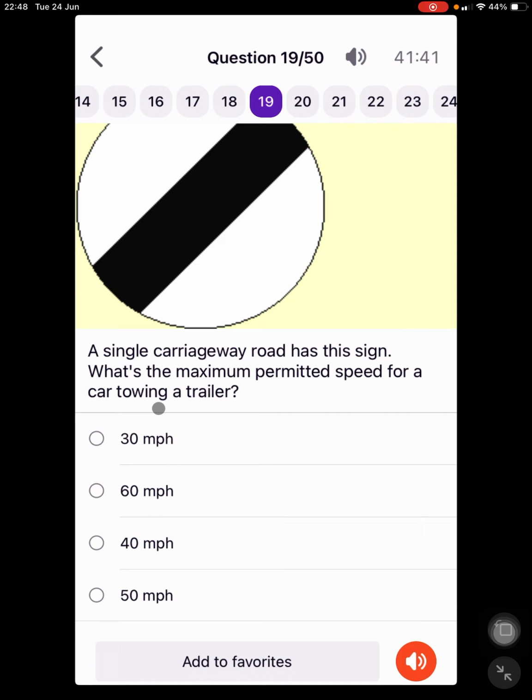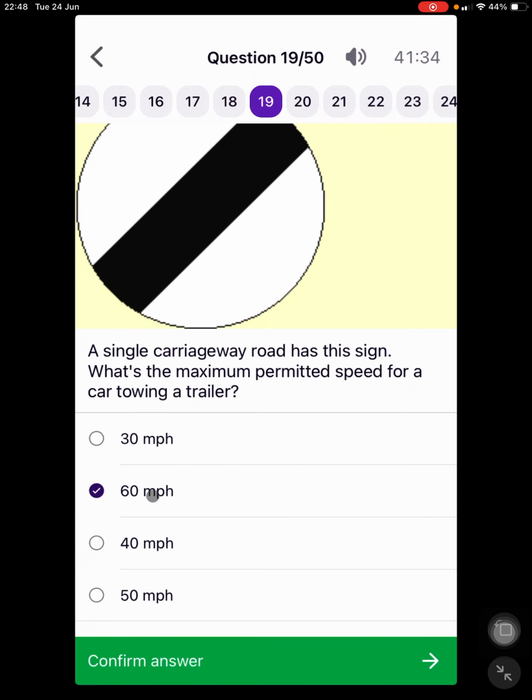A single carriageway road has this sign. What's the maximum permitted speed for a car towing a trailer? Look, the speed limit on a single carriageway is 60. But if you look at the question, it says, what's the maximum permitted speed for a car towing a trailer? So when you are towing a trailer, then the speed limit will be minus 10, okay? So 60 minus 10, that's 50.